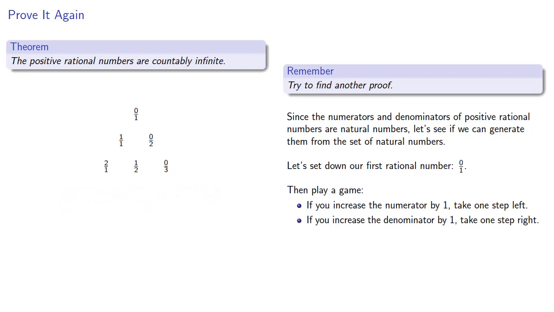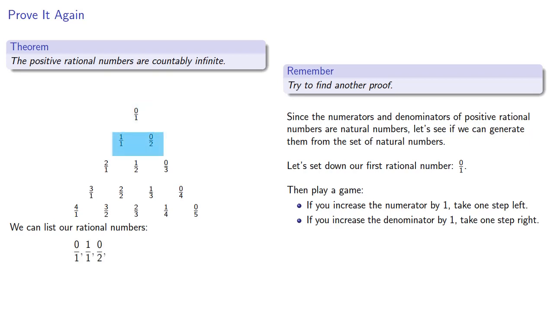And we can produce other rational numbers in this way. And this gives us a way to list our rational numbers by working our way through this triangle, starting with 0 over 1, then 1 over 1, 0 over 2. The next row gives us 2 over 1, 1 over 2, 0 over 3. The next row gives us 3 over 1, 2 over 2, 1 over 3, 0 over 4, and so on. And again, because we can list the rational numbers in some sort of order, this means that the set of positive rational numbers is countably infinite.